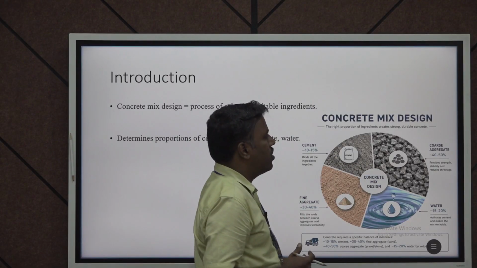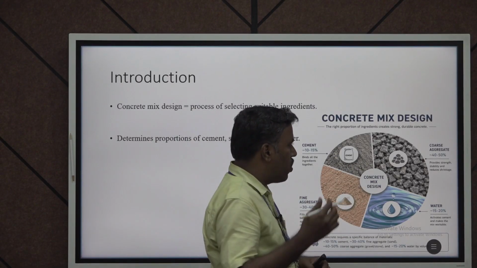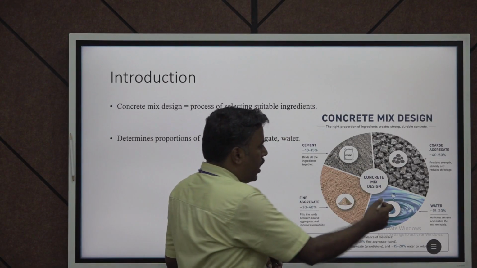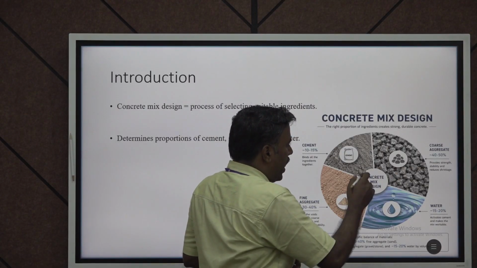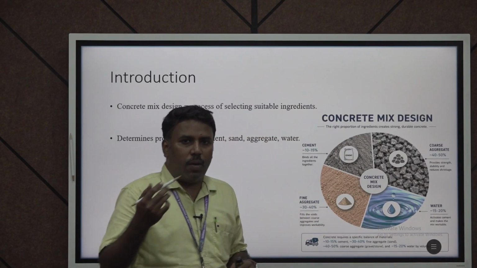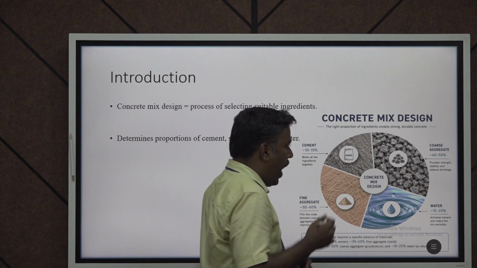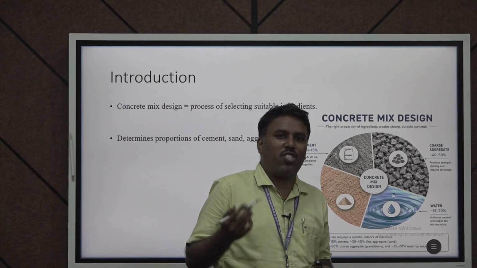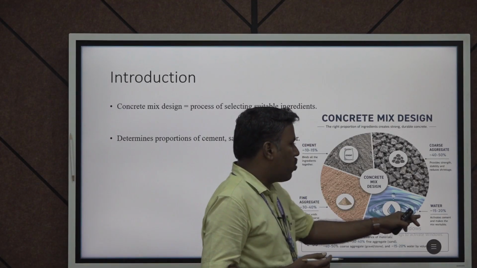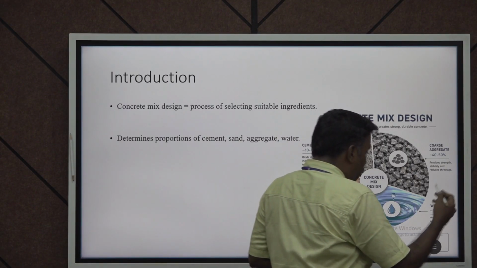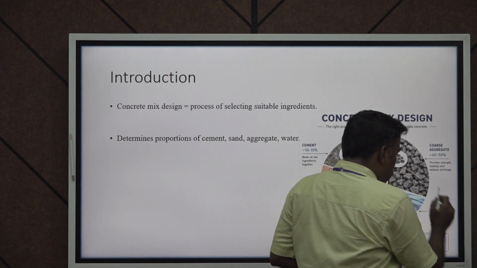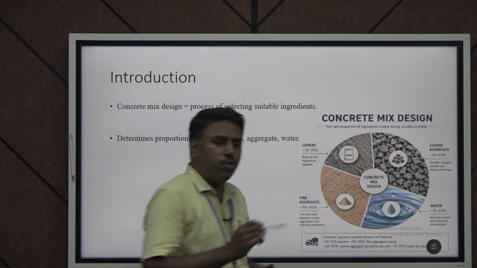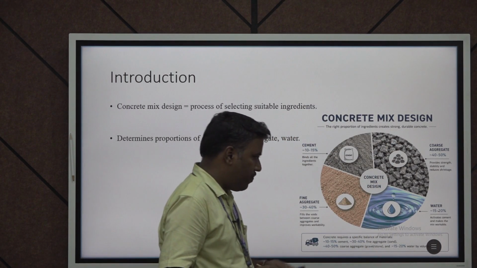Third one is coarse aggregate. So, the volume of coarse aggregate varies from 40 to 50%. It provides strength and stability to the concrete, and also it helps to reduce the shrinkage. Fourth one is water. The volume of water varies from 15 to 20%. It helps to activate the cement.